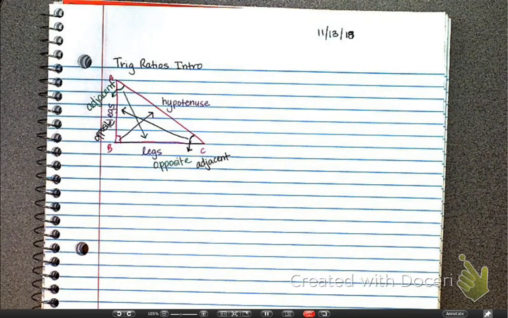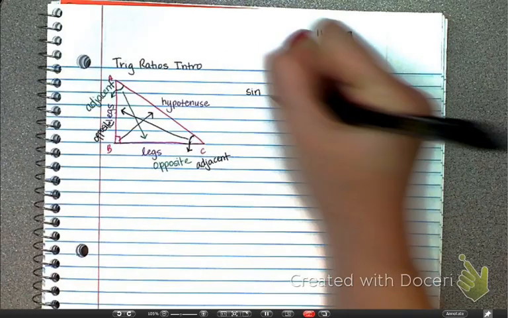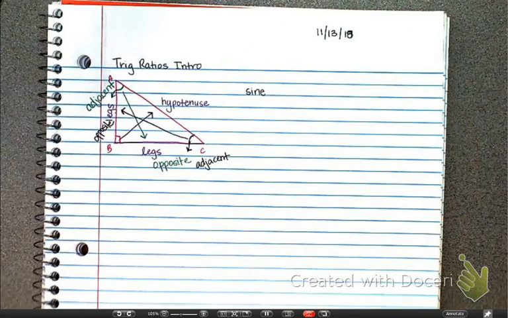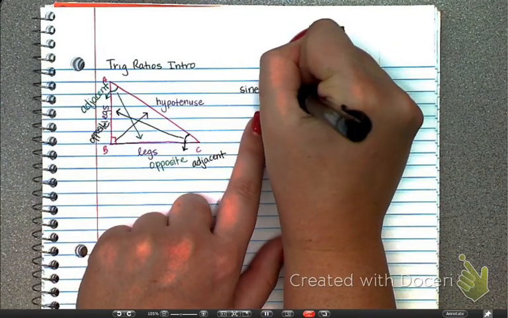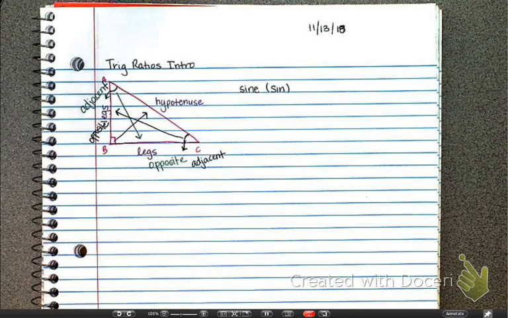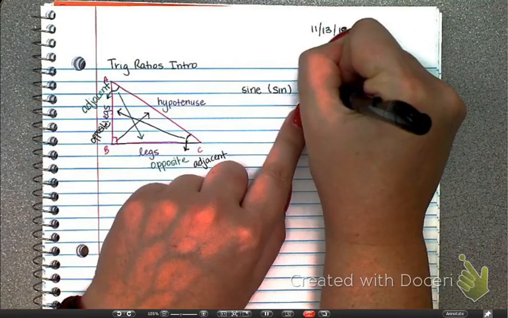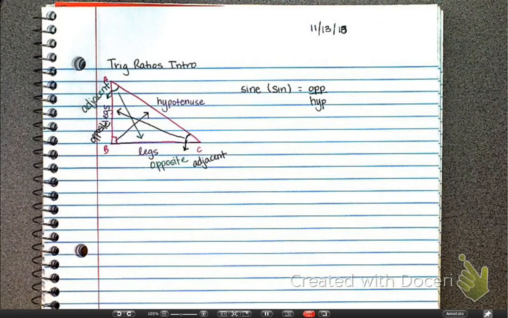I told you on your calculator you have 3 trig buttons. The first one reads SIN, but it's sine, because technically there's an E there. Sine is the opposite side over the hypotenuse. And you'll have numbers for all of these. So opposite over hypotenuse.